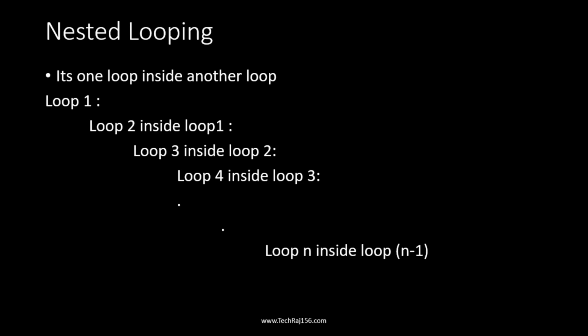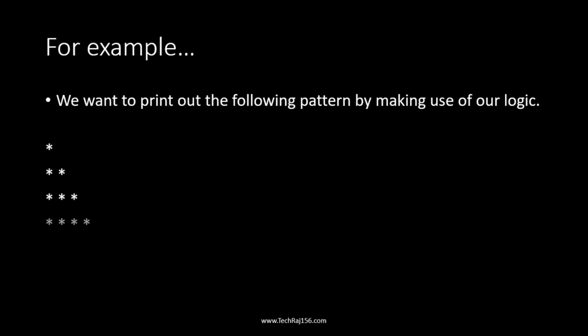In nested looping, there may be n number of loops. One loop is written inside another loop. And why do you need nested looping? Because in order to build your logic, you might want to use nested looping, and it depends on the way you are building the logic. Let's take an example. For example, we want to print out the following pattern by making use of our logic. So this is the pattern. We want to print out a pattern like this with asterisks or stars, whatever you call them.